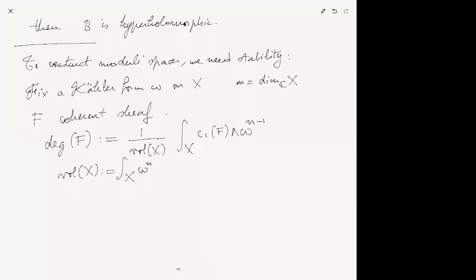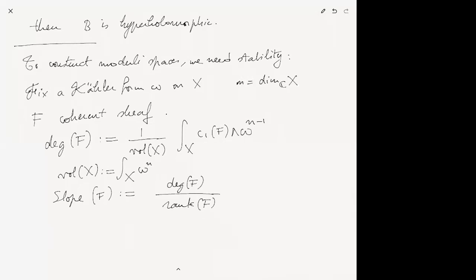Okay, so this is the degree, and then you have a usual definition of slope, right? So the slope of F is going to be the degree divided by the rank. By rank, of course, we mean the generic rank.